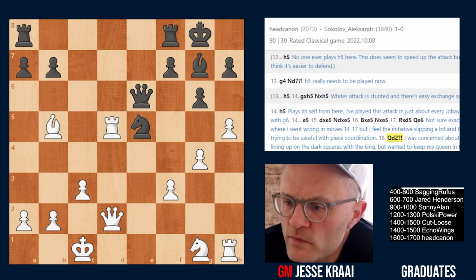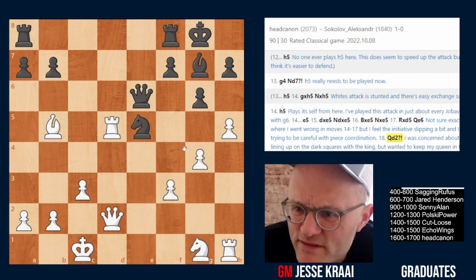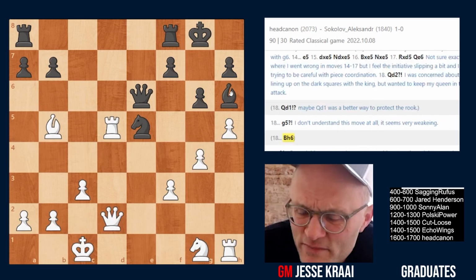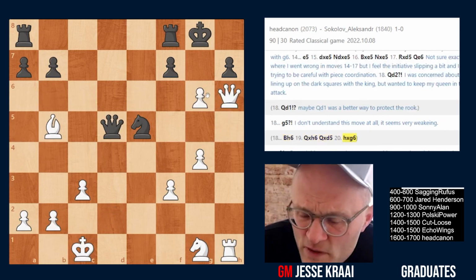By the way, the couple variations here we should be talking about. One of them is, can black get away with bishop h6? My answer is probably not, but we've got to look at this variation. Probably not because of that.